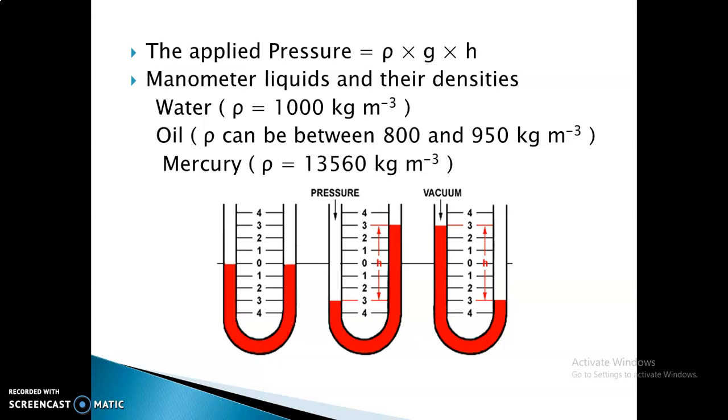In the third diagram, I apply a vacuum on the left side, so automatically suction happens and the rise happens on the left side compared with the right part. These are the three operations normally performed in a U-tube manometer. This is the basic structure they have used.